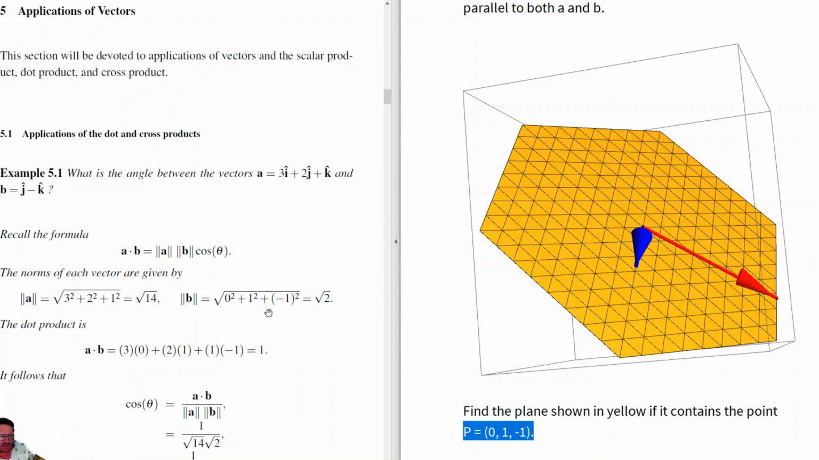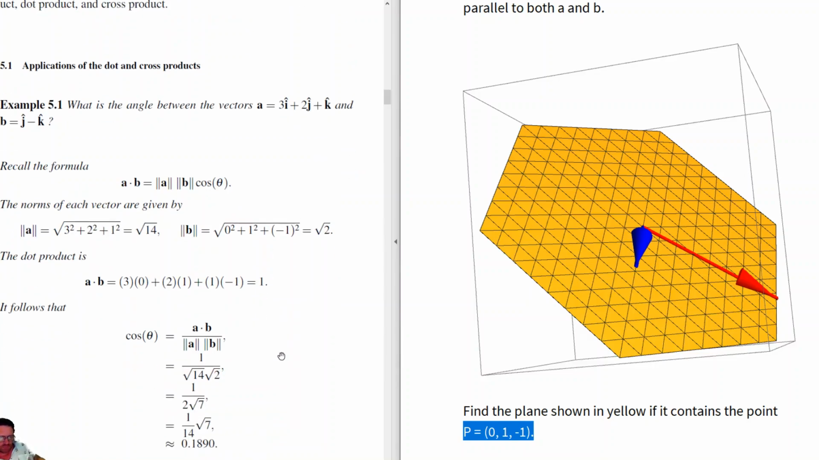So we've worked out that the dot product is 1. We've worked out the two norms. So we have 1 over root 14 root 2. And now, since root 14 is root 2 times root 7, we have 1 over 2 root 7. And we can simplify that.